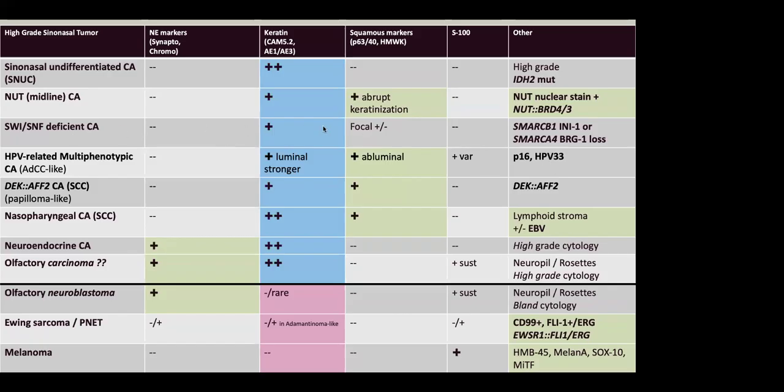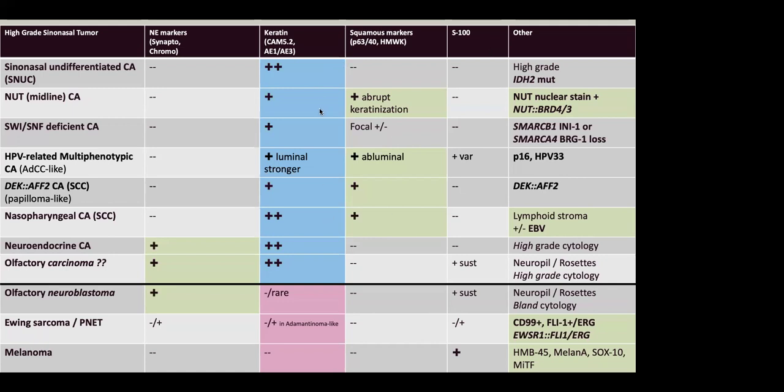You have your SWI/SNF deficient carcinomas that are SMARCB1 or SMARCA4, INI1 or BRG1 loss. These often have rhabdoid differentiation, right? So we know that many tumors with rhabdoid differentiation can either be true rhabdomyoblastic or chromatin remodeling complex deficient. Then there's NUT carcinoma that tends to have abrupt keratinization, but not always. This has positivity for the NUT nuclear stain and translocation of the NUT gene. And then we are left with SNUCs or sinonasal undifferentiated carcinomas, which is essentially a diagnosis of exclusion. Now many SNUCs have actually been shown to have recurring IDH2 gene mutations. So this is probably a disease entity in and of itself.